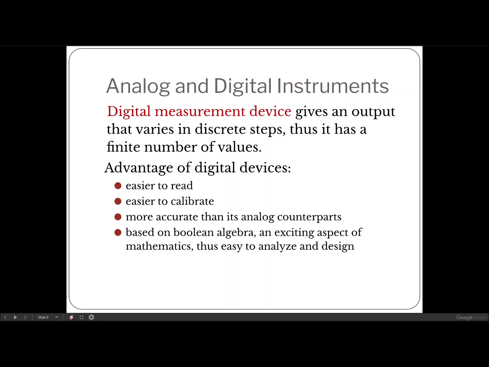Between, let's say, 70 kilometers per hour and 71 kilometers per hour, perhaps you have 10 discrete readings. So what you can read between 70 and 71 kilometers per hour is only 70.1, 70.2, 70.3, every 0.1 kilometer increment, let's say. But for analog, you have a continuous difference, a continuous increment in the value. Okay, so that is the difference between analog and digital.